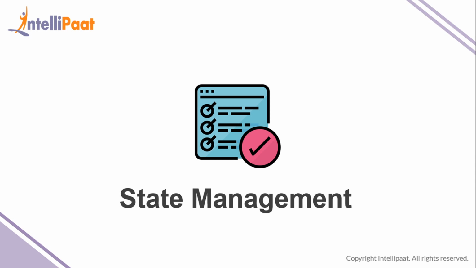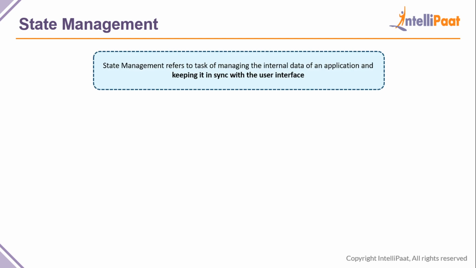Then comes state management. State management is considered one of the hardest things to do in a front-end application. It basically refers to the task of managing the internal data of an application, and as it changes, keeping those changes in sync with the user interface in the most efficient way possible. Suppose your application is connected to a backend server and it is continuously receiving new data.